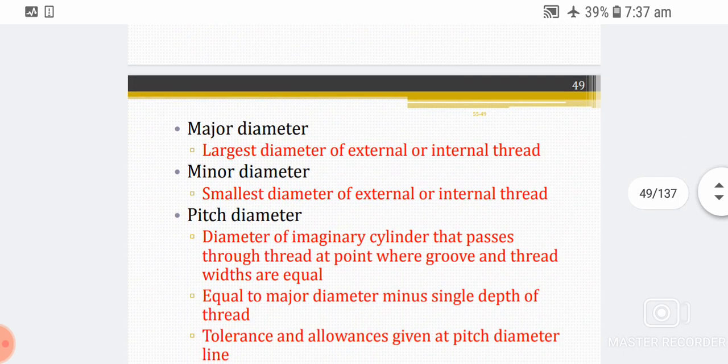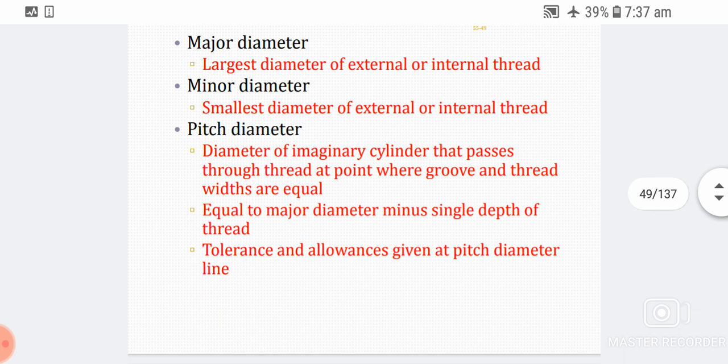Major diameter: largest diameter of an external or internal thread. Minor diameter: smallest diameter of an external or internal thread. Pitch diameter. What is meant by pitch diameter? Diameter of an imaginary cylinder that passes through the thread at the point where groove and thread widths are equal, equal to major diameter minus a single depth of thread.